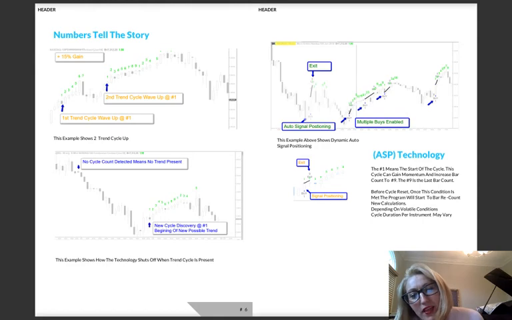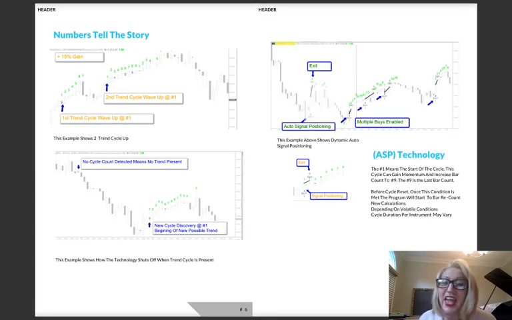See that? Okay, now we're on page number 7, the right-hand side. Auto signal positioning. This example above shows dynamic auto signal positioning. And you can see auto signal 1, it's a 1 signal, and then exit is at the top because you could see that the trend was going down. And then multiple buys enabled, and there's trend, and there's little areas where it's like the technology saying, oh, this is showing a good forecast, weather's looking good, it's a good time to get in.